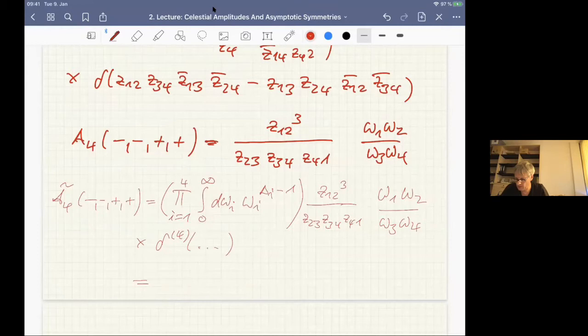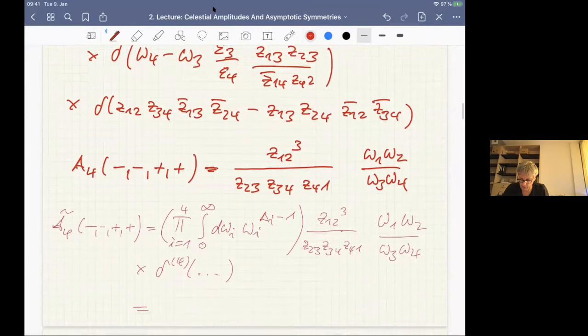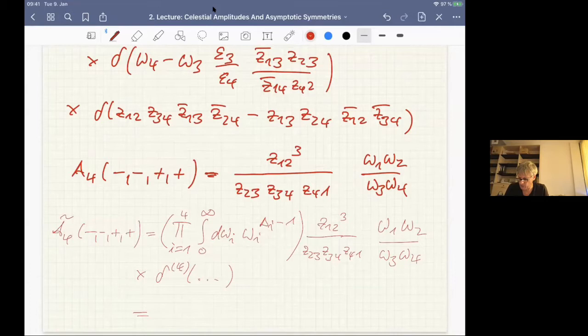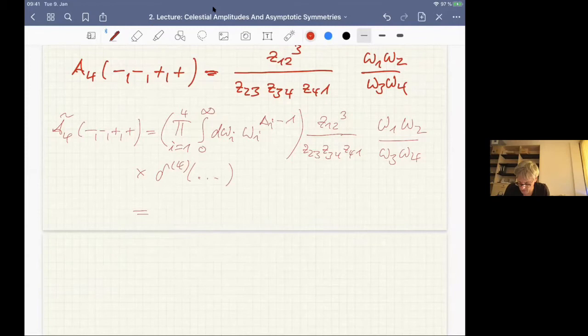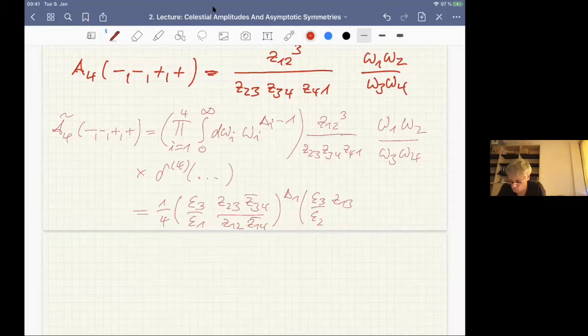Of course, the omega 1, omega 2 and omega 4 integrals are trivial. So we can just insert omega 1, 2 and 4 in this, and we get, okay, the 1 over 4 from the delta function, so it starts with 1 over 4. Then we have epsilon 3, epsilon 1, which is the location on which omega 1 is constrained, delta 1. And then we have epsilon 3, epsilon 2, C12, C42, delta 2, times, and then there is omega 4.